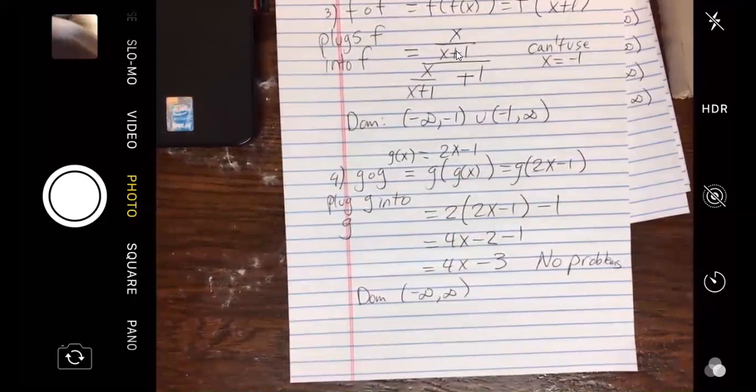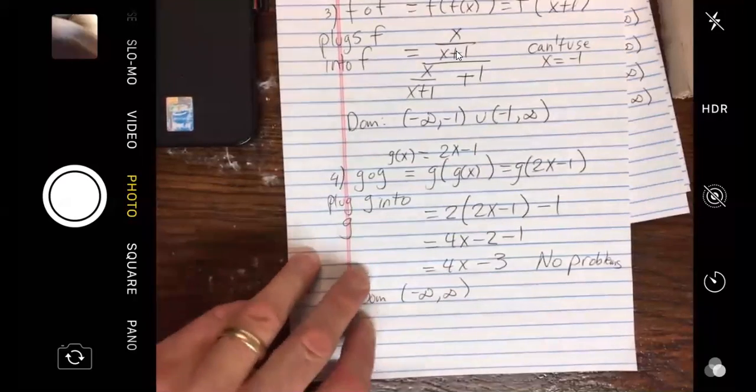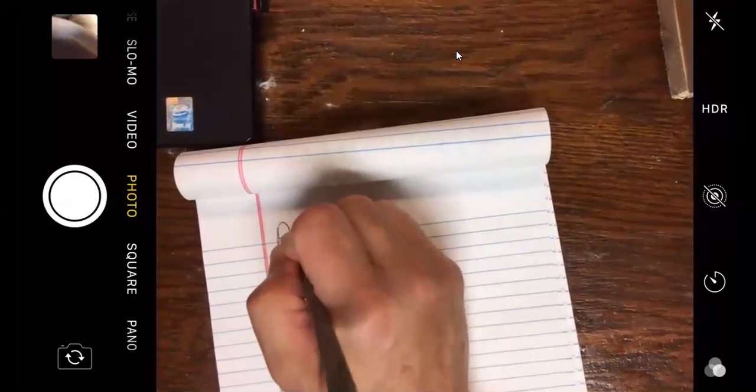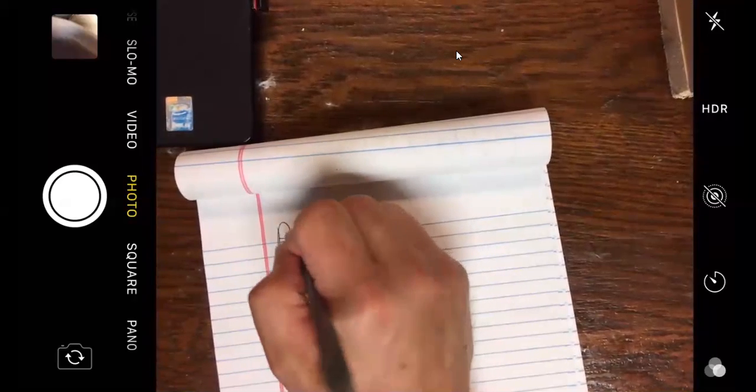Woo, that is a lot of work. All right, let's see. Why don't we try one with a square root? That to be an even one, like 52, 53.